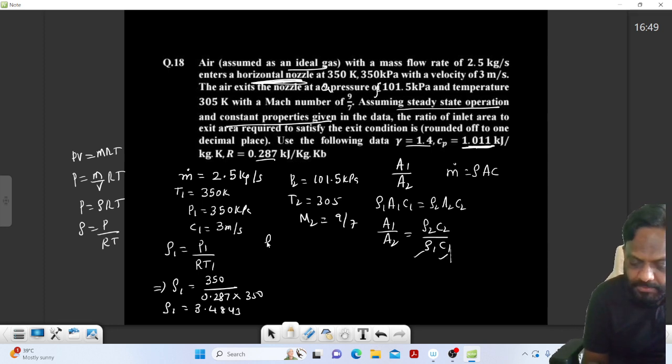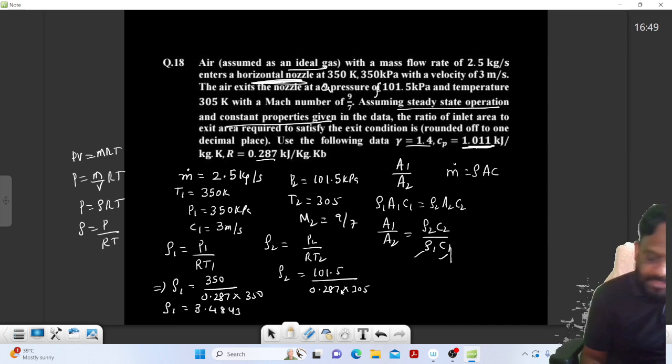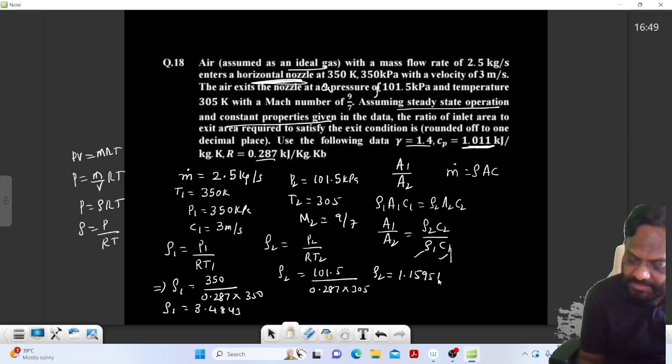What is rho 2? Rho 2 is equal to P2 by RT2. So rho 2 is P2, 101.5, and R is 0.287, and the temperature is 305. So 101.5 by 0.287 times 305, and you get rho 2 as 1.1595 kilogram per meter cube. So rho 2 is also known.